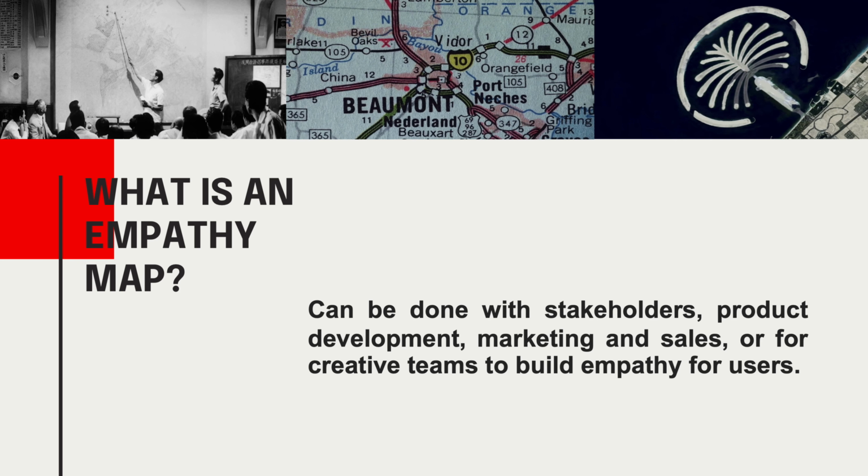What is an empathy map? An empathy map is an easy-to-digest visual that details the understanding about a user's behaviors and attitudes. It can be done with stakeholders, product development, marketing and sales, or for creative teams to build empathy for its users. The map is a quadrant that looks into the way the end user thinks, speaks, feels, and does.